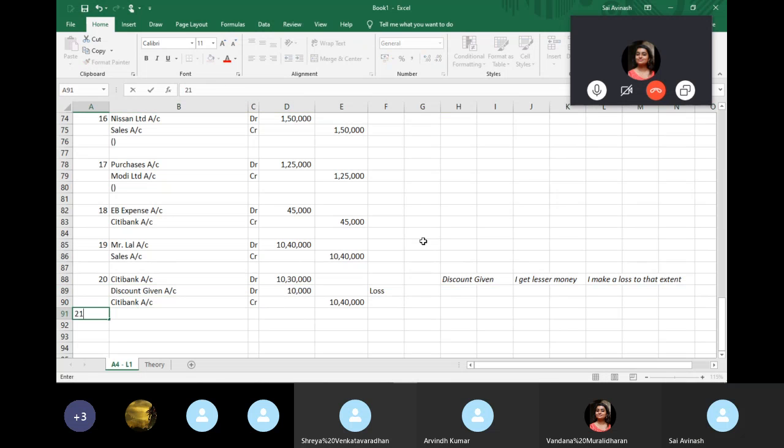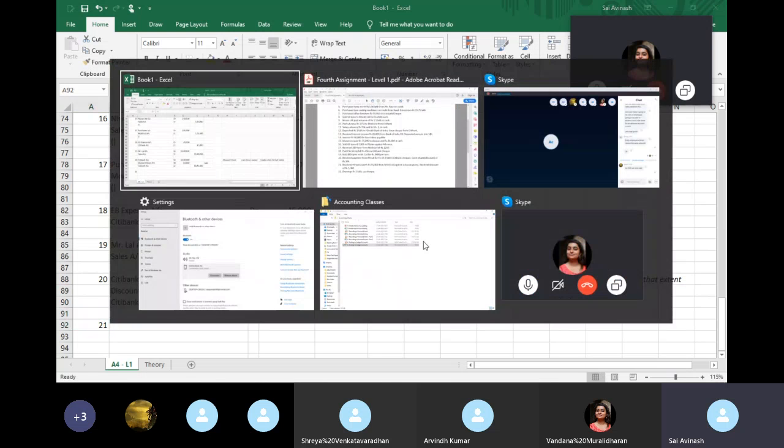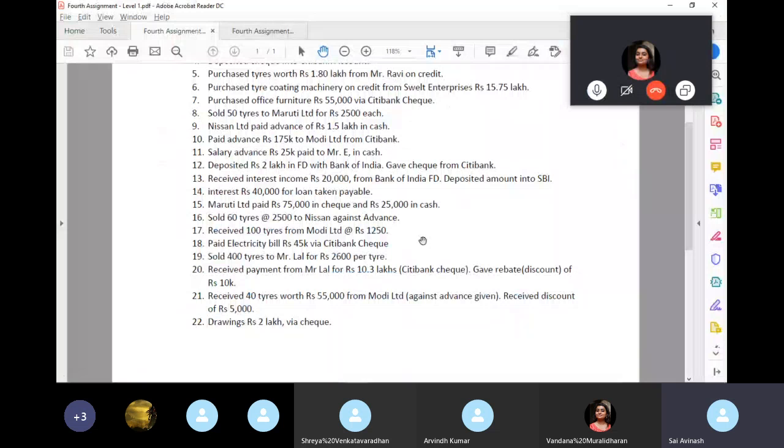Okay. Transaction 21. So I will finish all transactions, then I'll ask questions. Okay. I don't want to waste my time on the last one. So received 40 tires worth rupees 55,000 from Modi Limited. Received discount of 5,000. Here you might find something interesting.